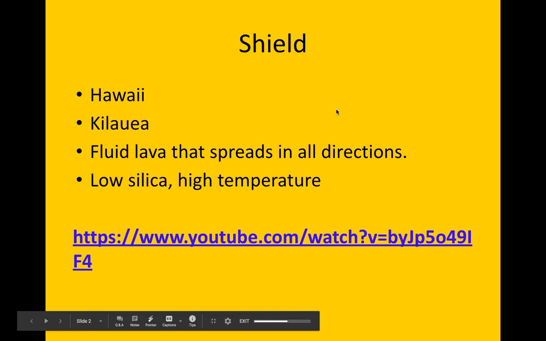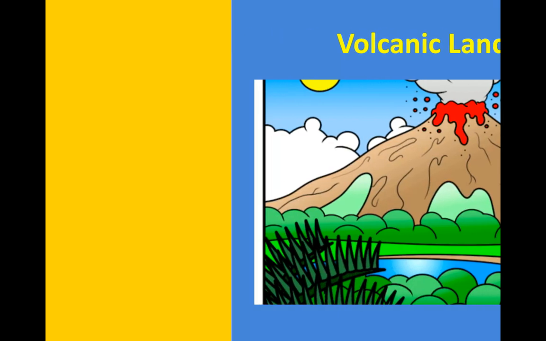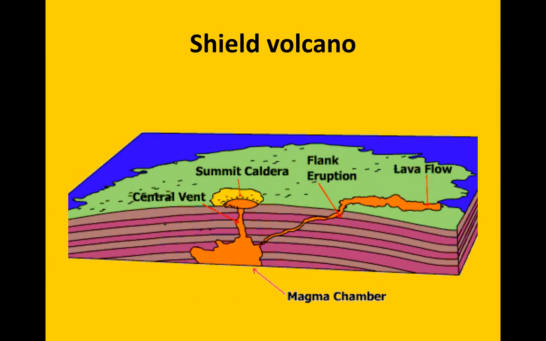So the first one is the shield volcano, and it gets its name because it's relatively flat, shaped like a shield. And the reason it gets that flat shape is because the lava that comes out of this particular type of volcano is very low silica. It's very hot and it's very, very runny. So it spills and travels very quickly as it leaves the volcano. Again, in this middle bullet it says it's mostly basaltic, low viscosity, runny lava, and the lava even pours out far from the central vent.